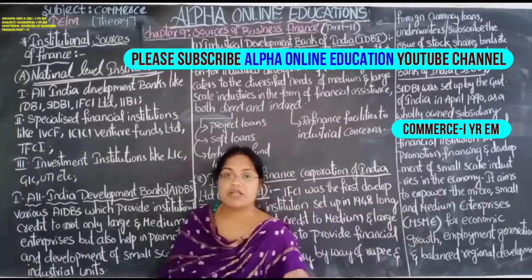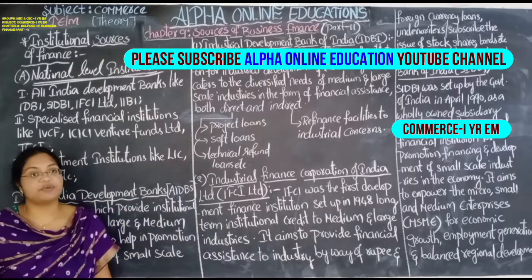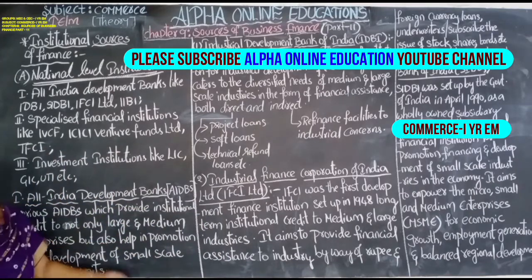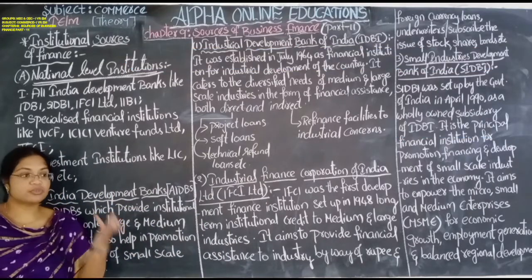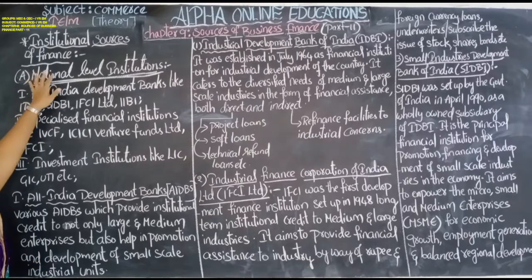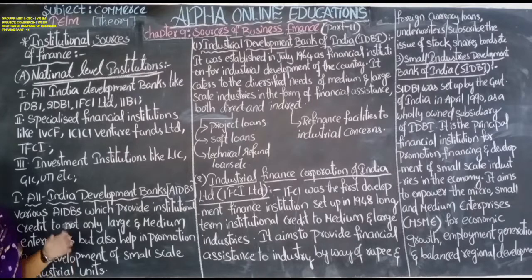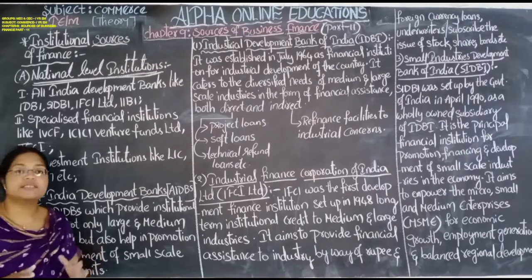Good morning, welcome to all for online education. Commerce theory part for the first year's English medium. In this chapter, the 9th chapter, Sources of Business Finance, part 11, we are going to discuss the institutional sources of finance, that is, which institutions are giving finance to businesses in order to run successfully.